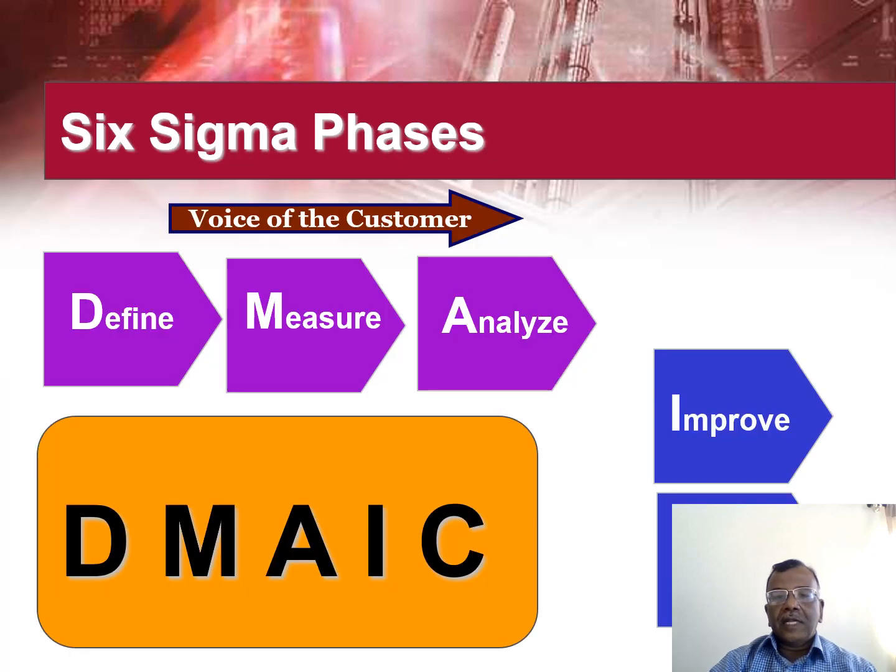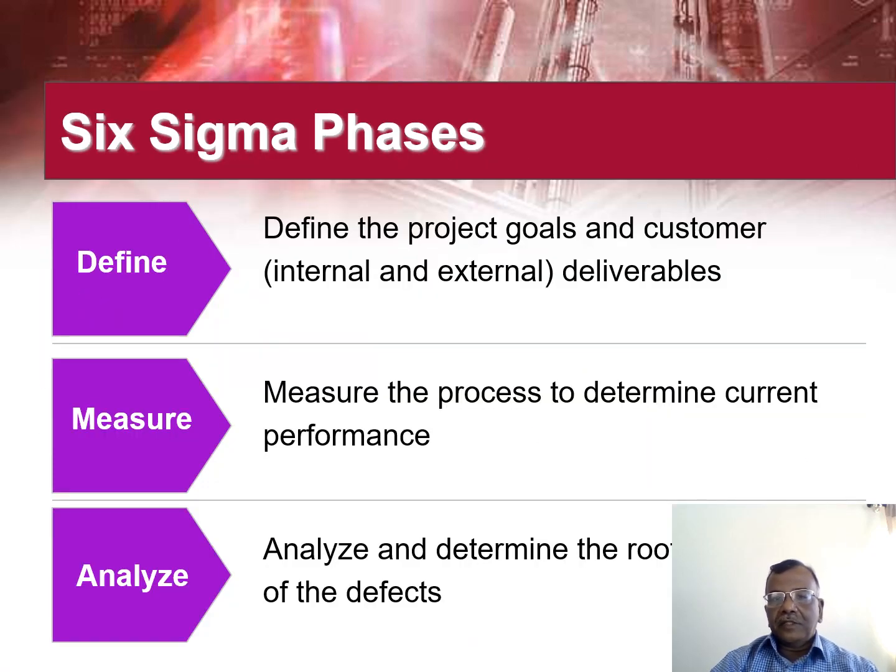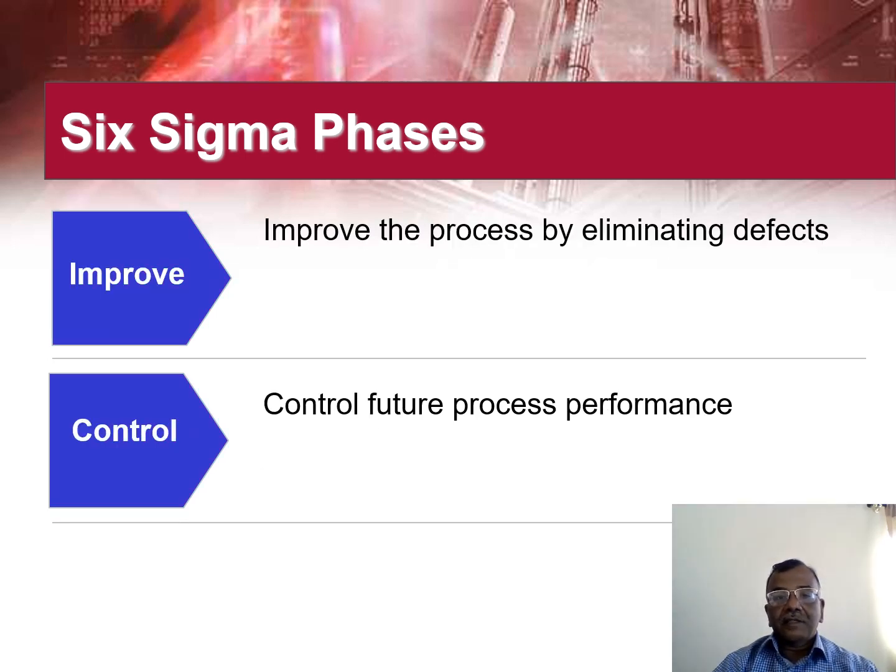Six Sigma phases, DMAIC: initially, define the project goals and the customer deliverables. Here we start with a project charter, and also a SIPOC analysis. Measure is basically measuring the process to determine the current performance, otherwise we will not know the degree of variation. Analyze and determine the root cause of the defects. Improve the process by eliminating the defects. Then the control phase, the last phase, is to sustain the improvements that have been carried out. One important tool we can fit into this is PDCA.